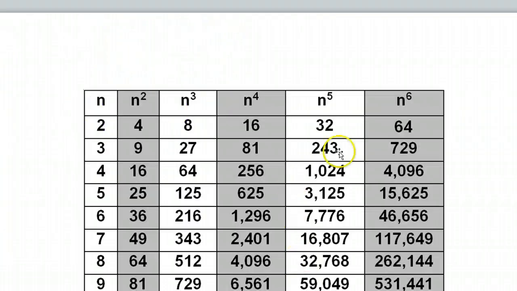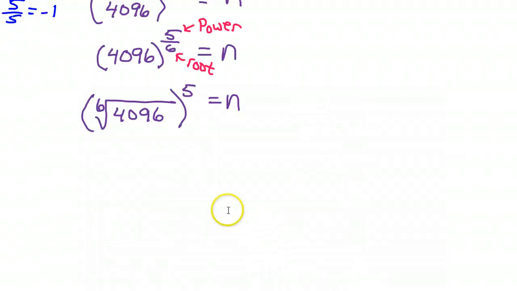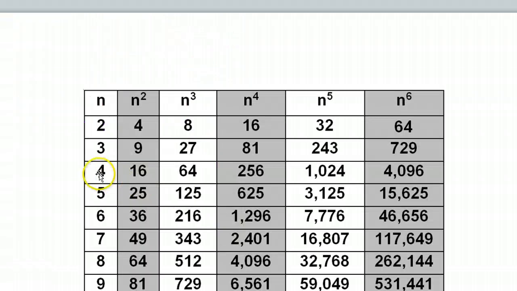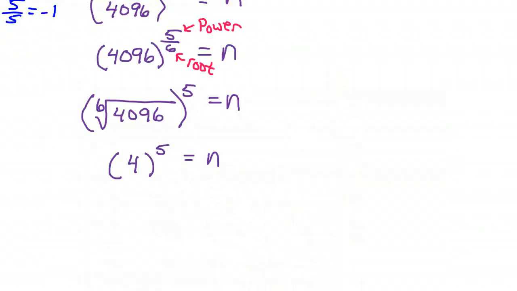Now the 6th root of 4,096 is 4. So that means in here I've just got 4 to the 5th power. Now 4 to the 5th power is 1024. And that's the final answer.